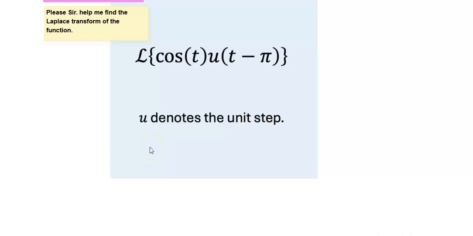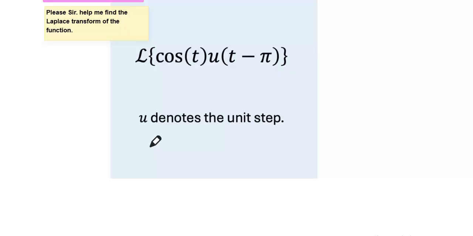Okay, look at this. This is from one of my students from California, and she wrote, please, sir, help me to find the Laplace transform of the function. So we have: find the Laplace transform of cos t u(t minus pi).